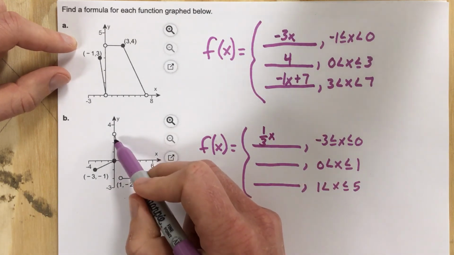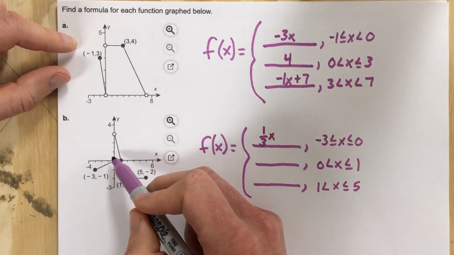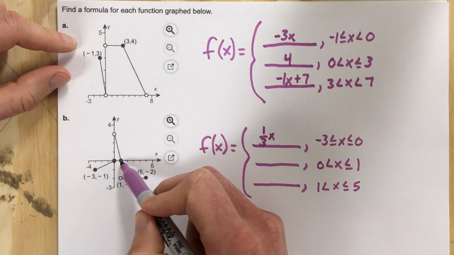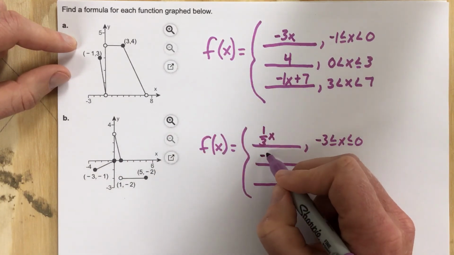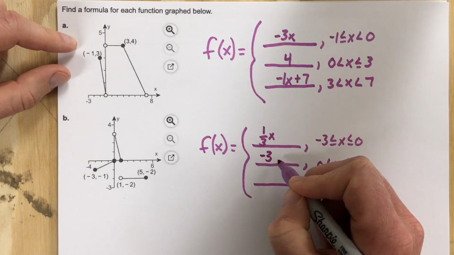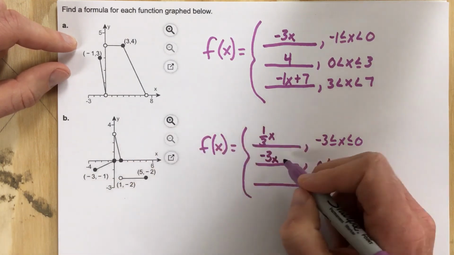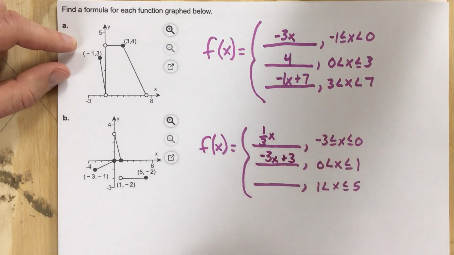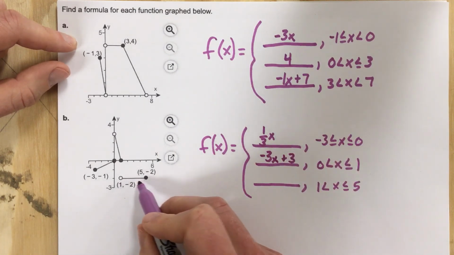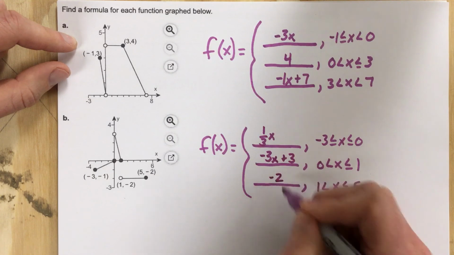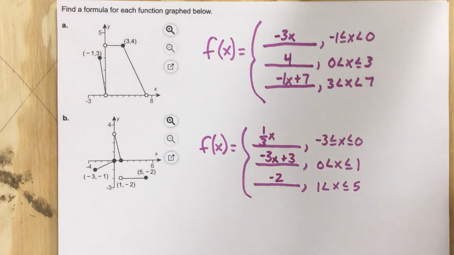This is a negative slope, so it's down 1, 2, 3 over 1. So the slope is -3. And x, and then our y-intercept is plus 3. And the last one's a flat line at -2, so we're just going to say -2 for that function. And that's how you write the formulas for the piecewise functions.